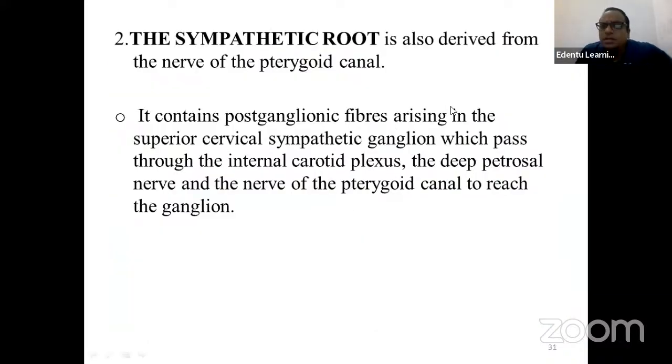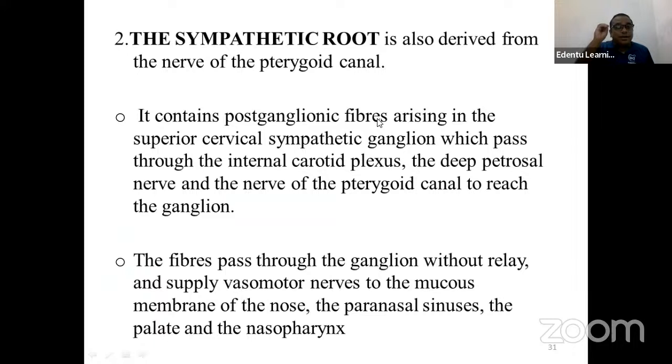Similarly, the sympathetic root is derived from the nerve of pterygoid canal, and the internal carotid plexus is the one which will give it sympathetic activation. Right. So these fibers pass through the ganglion without relay. Without relay means the bus will come to the bus stand and it will just pass out. It will stay for 5-10 seconds. It will not stop for breakfast and all. It will come, stop, let the passengers get down, come in, start. That is without relay. The nerve will come and just pass through the ganglion, whereas the parasympathetic root will stay there. Here it will just pass. Just remember like that.